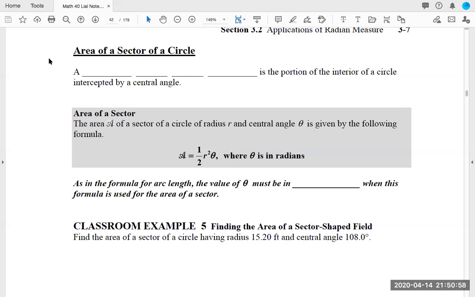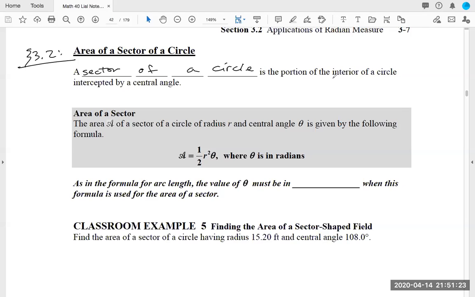Hi all. Okay, so this is the third example that I'm going over for your quiz 3 review. This is section 3.2, area of a sector of a circle. So a sector of a circle is the portion of the interior of a circle intercepted by a central angle.